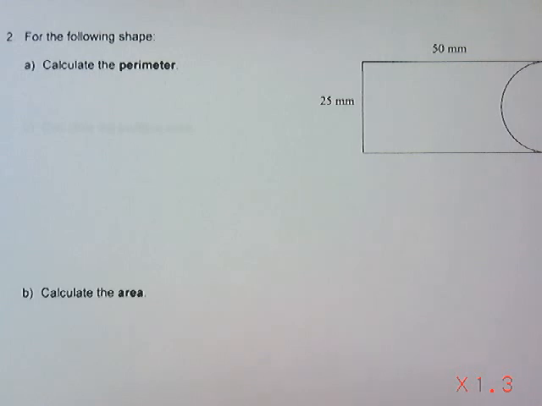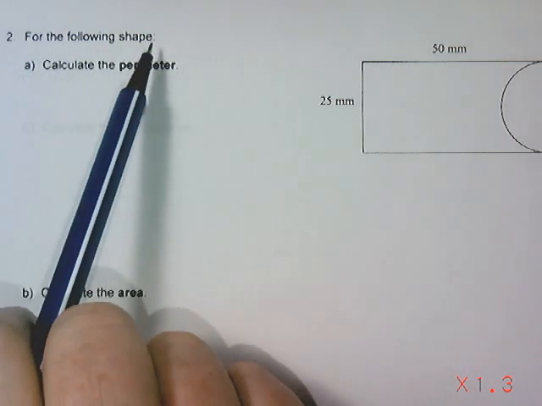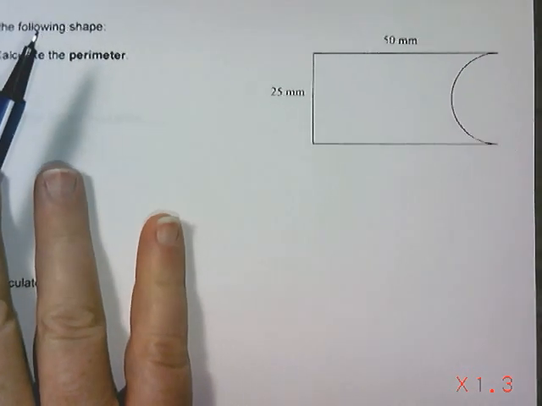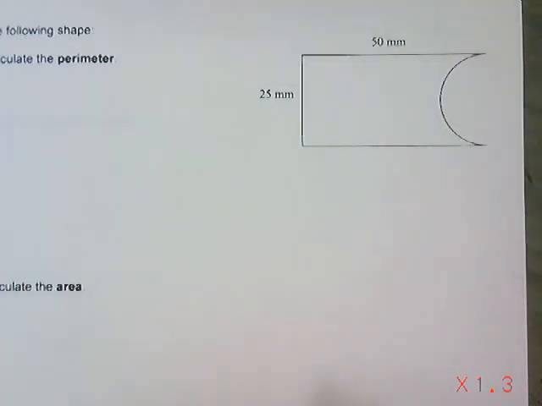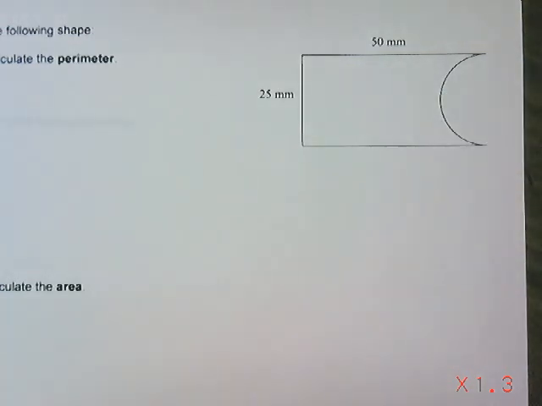This is part 2 of our lesson on measurement review. So question number 2 says, for the following shape, calculate the perimeter. So perimeter is the distance around the outside of a shape. It does not include any of the sides that are on the inside of the shape.